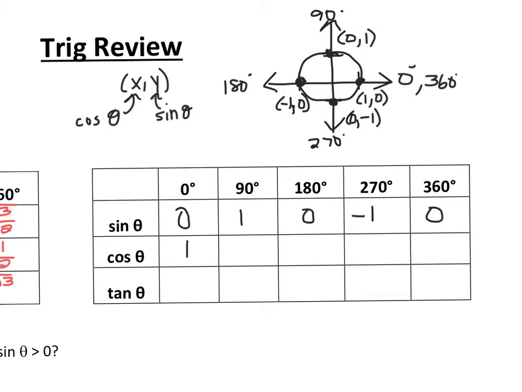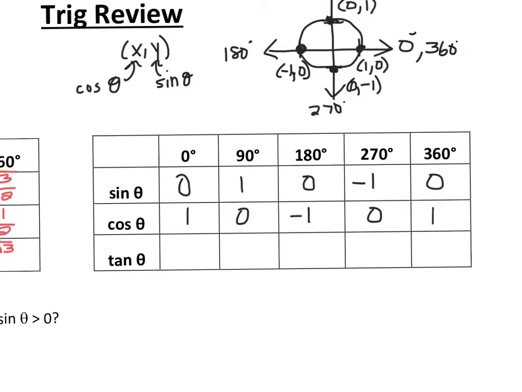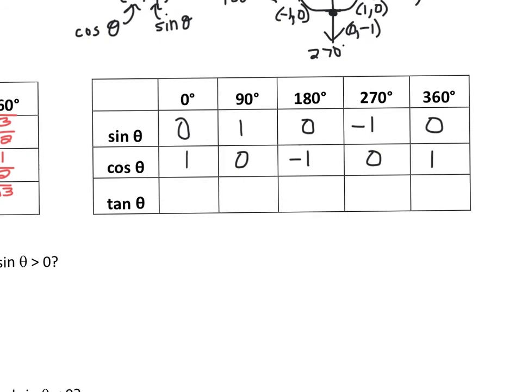All right, so 1, 0, negative 1, 0, and then back up here at positive 1. Okay, at 360, cosine is positive 1. All right, so now we know, in order to find tan, we have to know that formula, that tan is equal to sine of theta divided by cosine of theta. Tan equals sine over cosine.